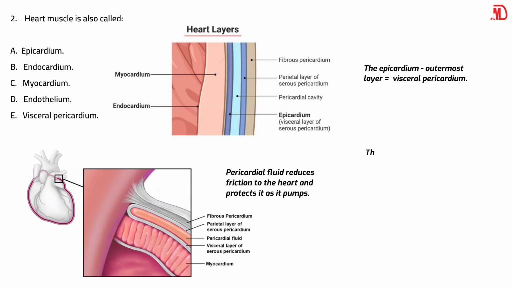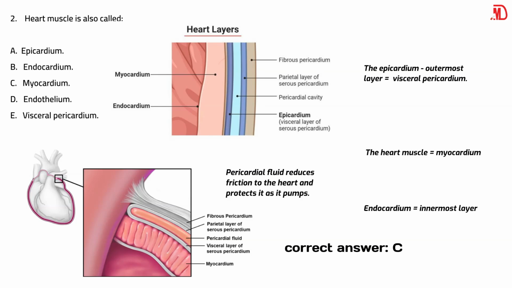The heart muscle or myocardium comprises the middle and the thickest layer of the heart wall. The endocardium is the innermost layer of the heart. The correct answer is therefore C. Myocardium.